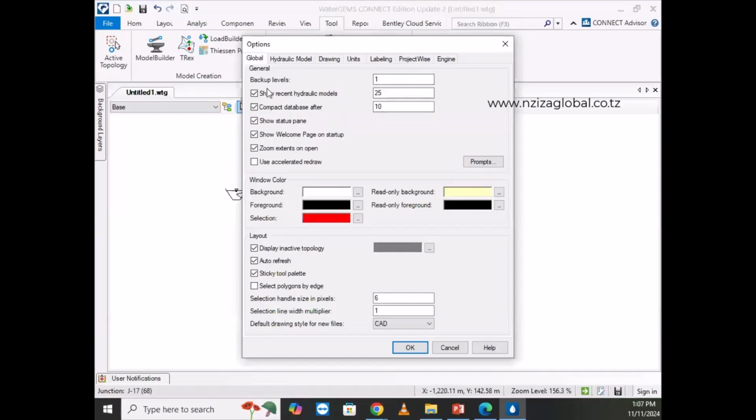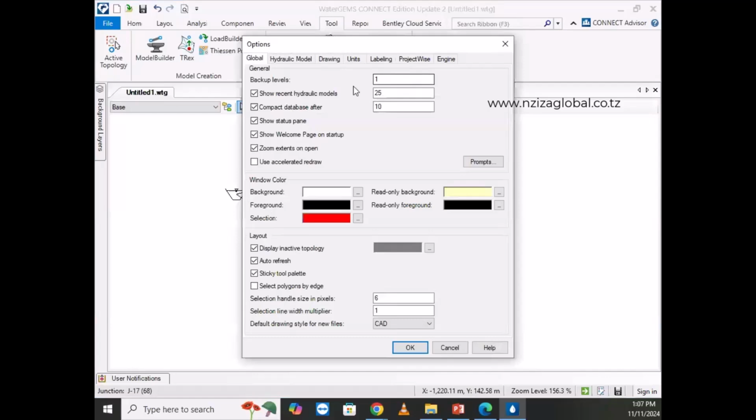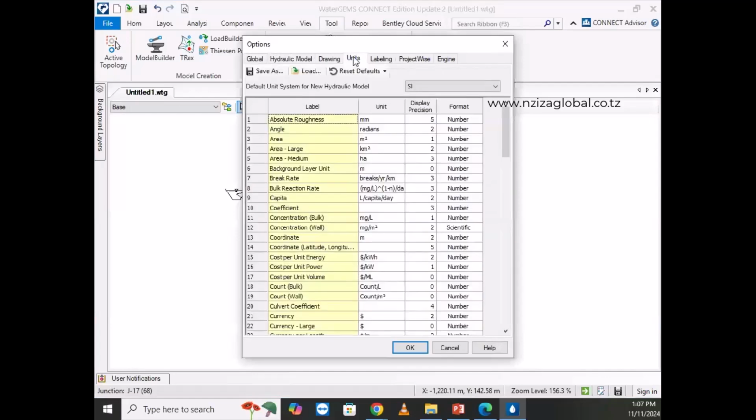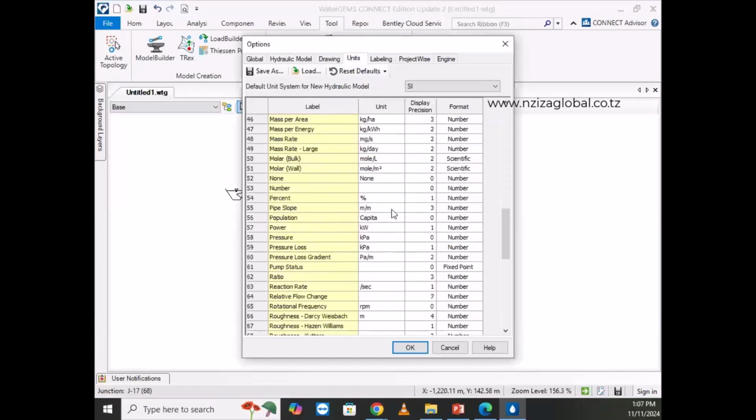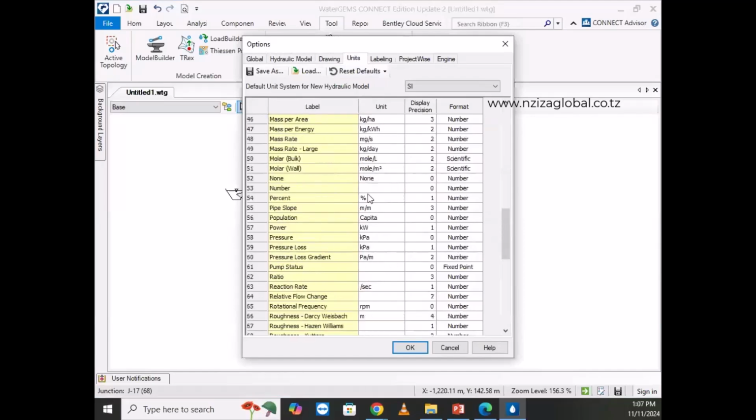Sorry, let me repeat. You go to tools. There is a tools icon here. You click on it. This is options, the specific application of the project options. You click on it. There is units here. So all of those units have to be set before you start.